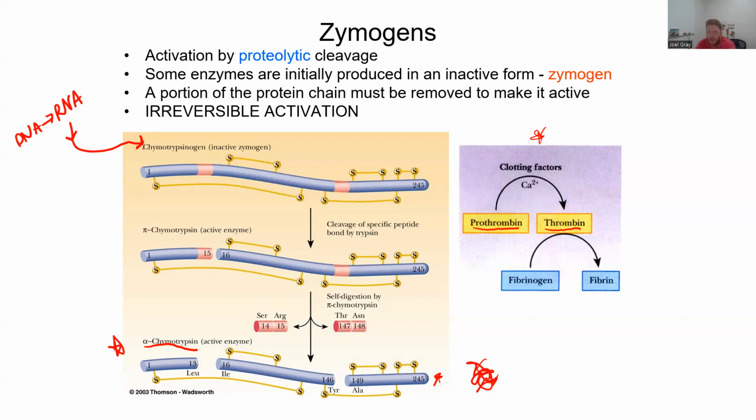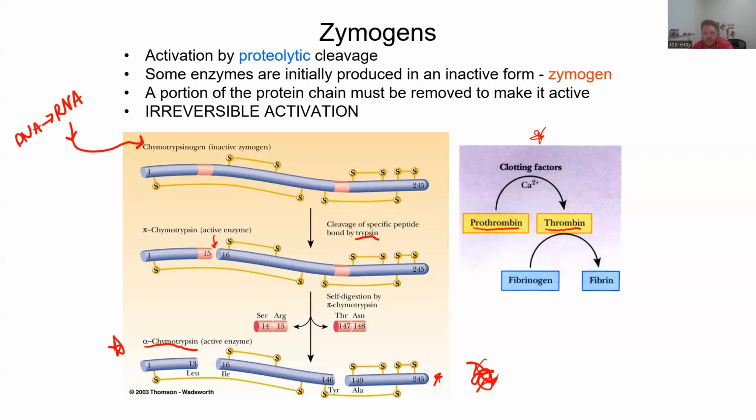However, when the time is right, there is an enzyme known as trypsin that comes along, and what it does is it breaks a bond right here between amino acids number 15 and 16. That makes a derivative version of chymotrypsinogen known as pi-chymotrypsin, which is active. And whenever pi-chymotrypsin is active, it is able to cut itself. Pi-chymotrypsin can't cut anything else, but it can cut itself.